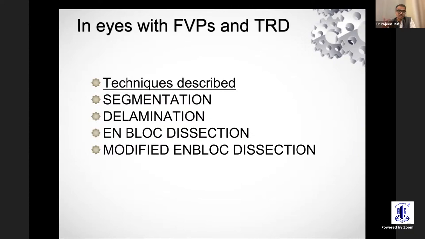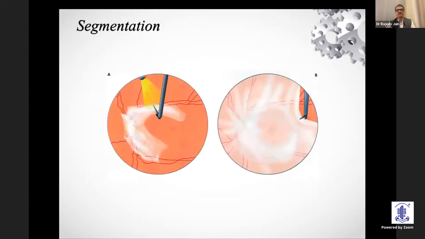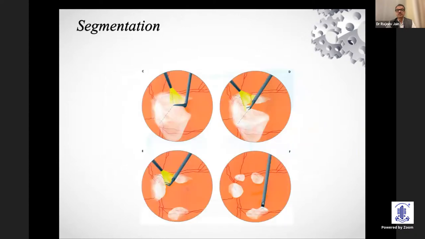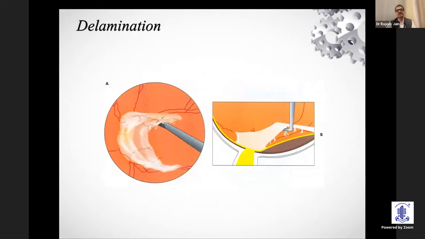So there is no one good technique. It's always a combination of all these techniques which we use in all these cases. Try to reduce bleeding as much as possible and remove all these stuffs with the cutter. The advantage of 23 gauge or 25 gauge is that the cutting port is near the end.